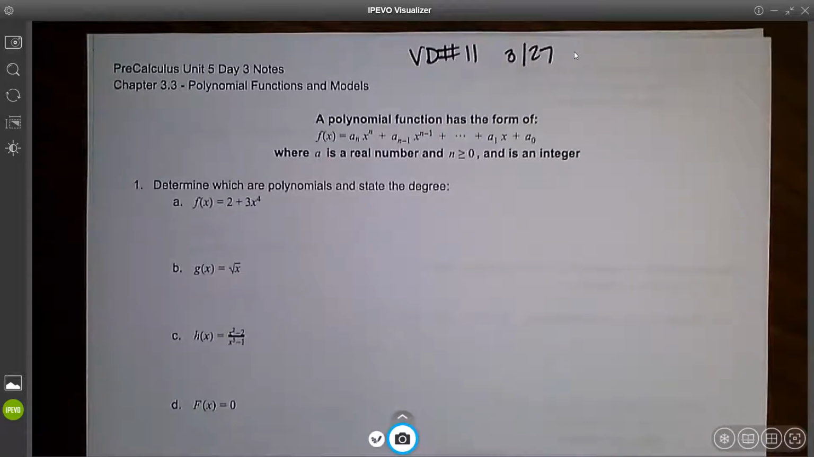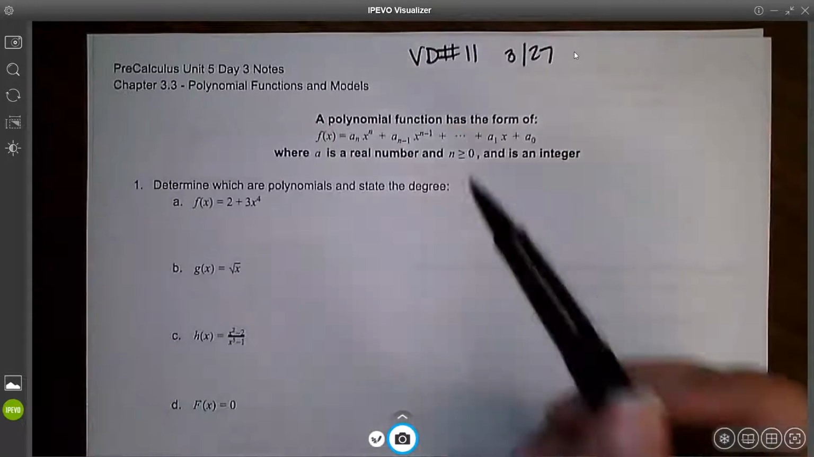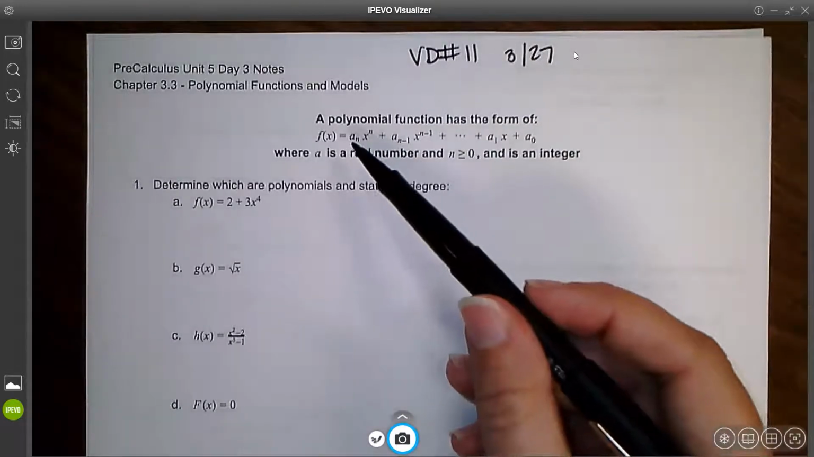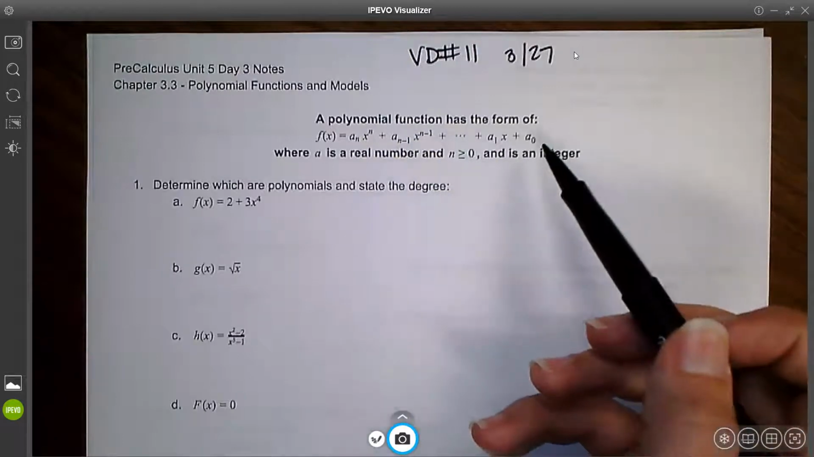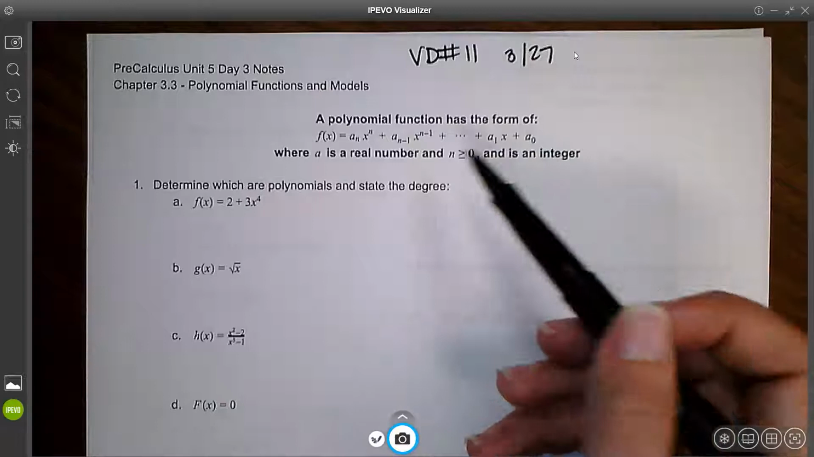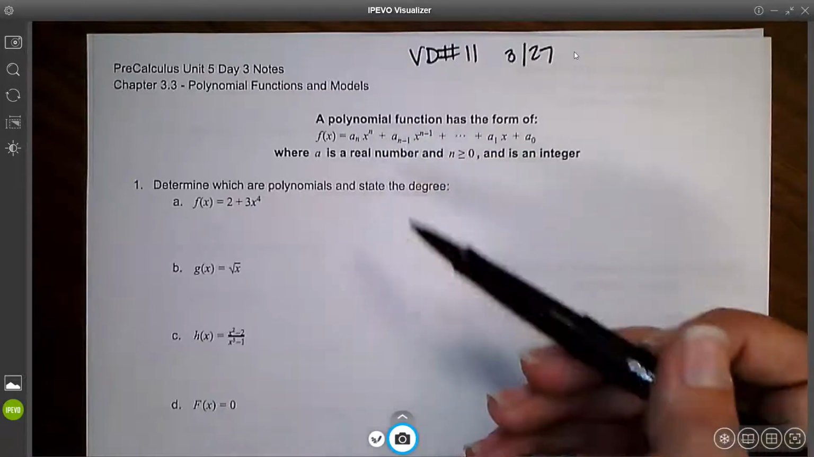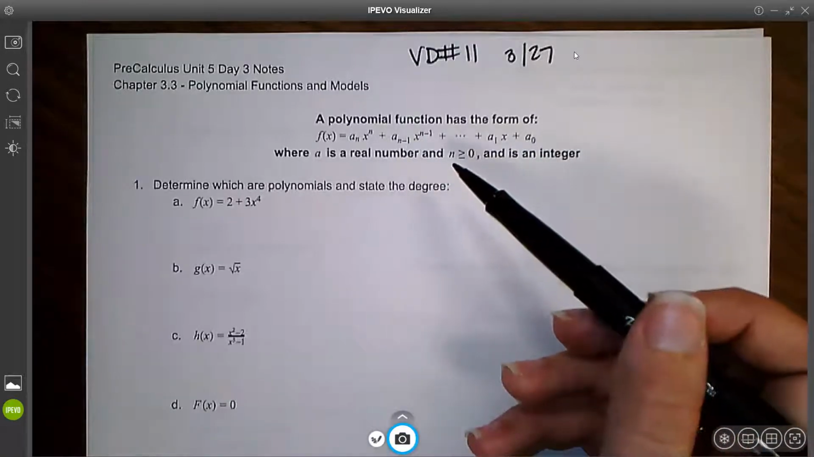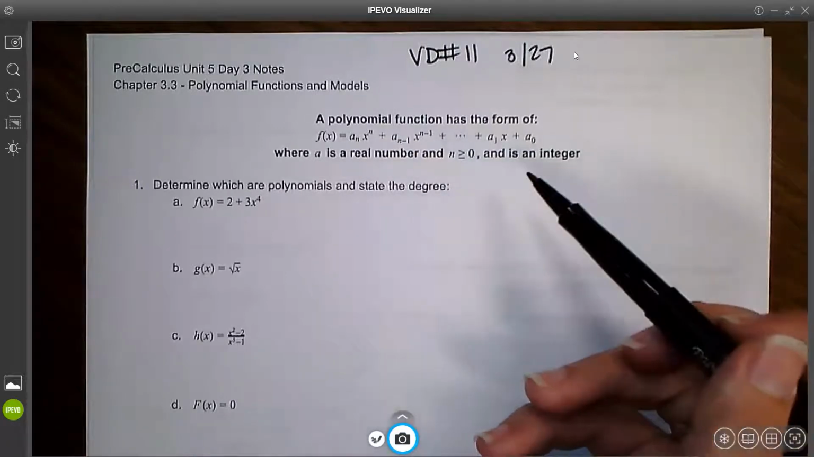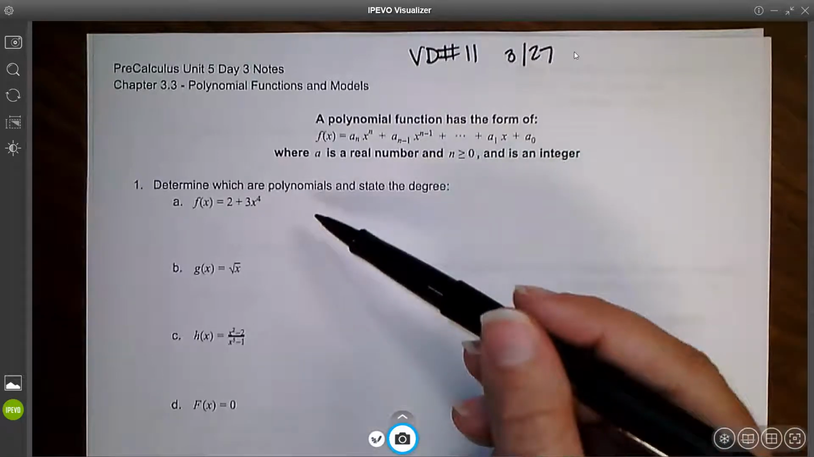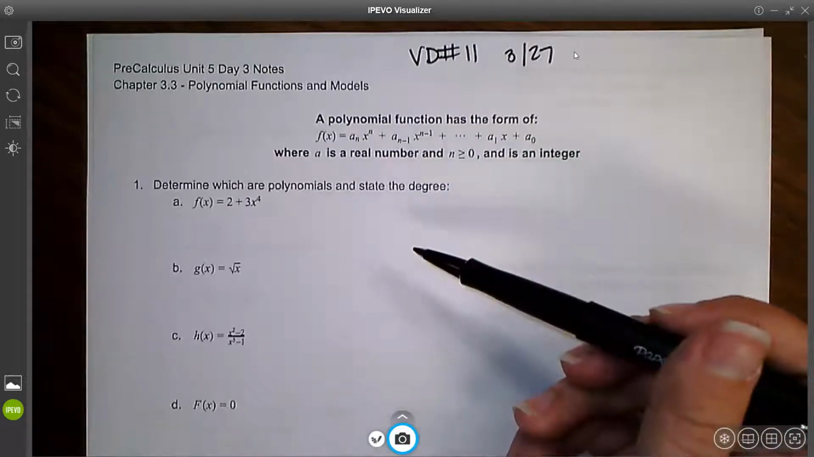We are determining whether or not a function is a polynomial. So a polynomial has the form of this, and all this means is it has a coefficient and an exponent, plus a coefficient of x and an exponent, and it goes all the way down into a constant. A sub 0 would be your constant, where a is a real number, so your coefficient has to be a real number, and your exponent has to be greater than or equal to 0, and it has to be an integer. So the degree is going to be the highest power of x.